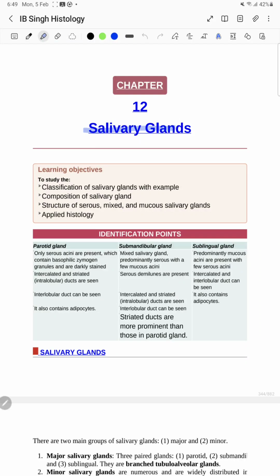Salivary gland. Learning objectives: to study the classification of salivary glands with examples, composition of salivary gland, structure of serous, mixed and mucous salivary glands, applied histology, and identification points.